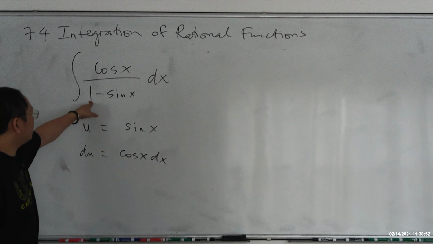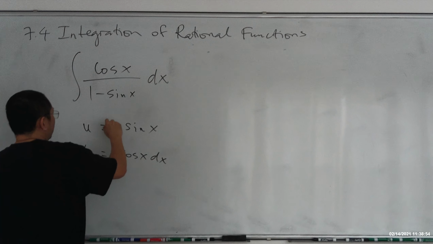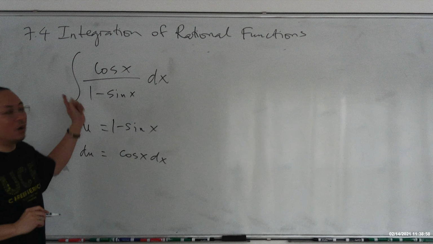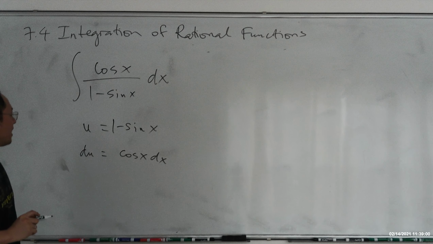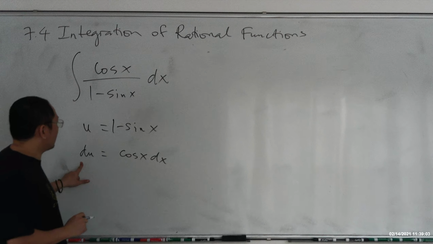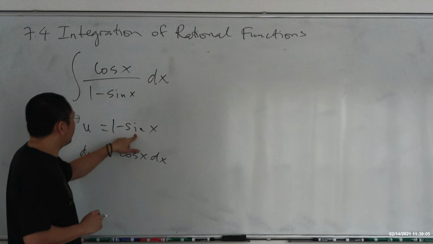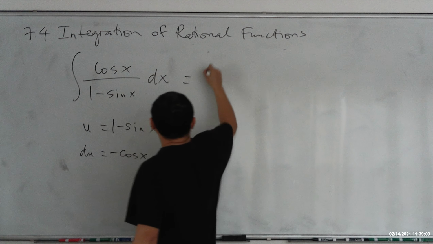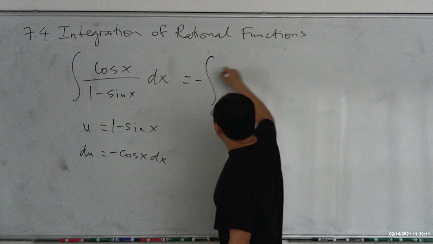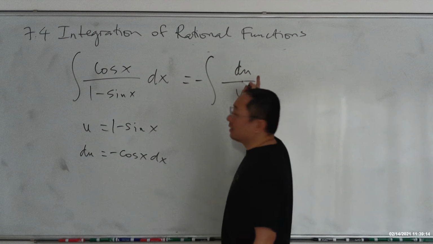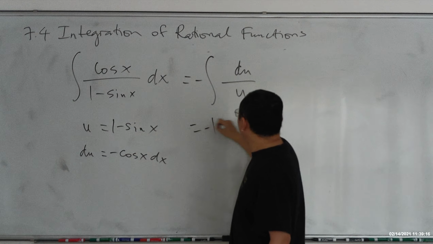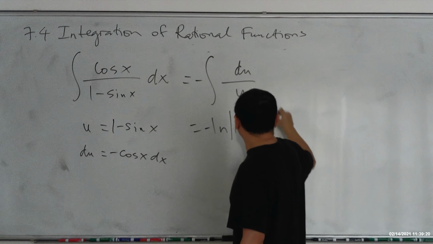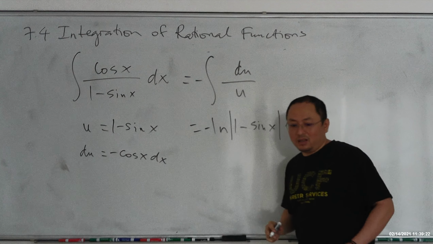Even better than that, because this is a constant, I can even let u equal to 1 minus sine x. Then I can substitute the whole denominator by one letter, and my fraction is going to be simpler. And du now will become derivative of 1 is 0, derivative of sine is cosine, so negative cosine x dx. See? Now this one will become cosine x dx is negative du, that's over u, is ln. Negative ln of u, which is negative ln of 1 minus sine x, and then plus c. Right, one line.